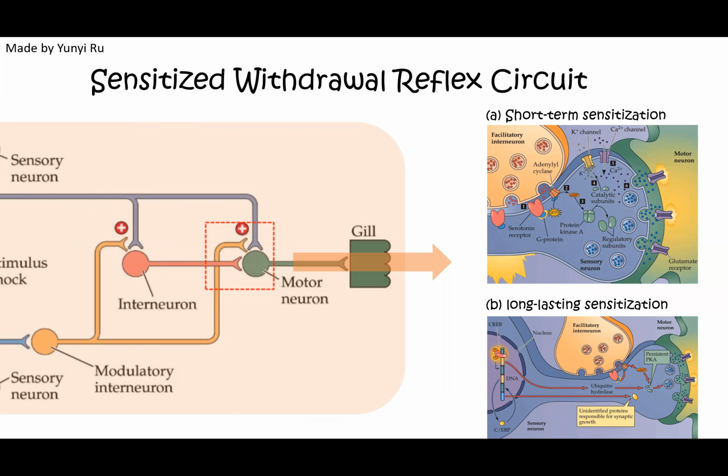For long-lasting sensitization, persistent PKA activates CREB, which results in changes in gene expression via transcription factors. This kind of sensitization is especially important in the human hippocampal tri-synaptic circuit, which might be essential for learning and memorization.